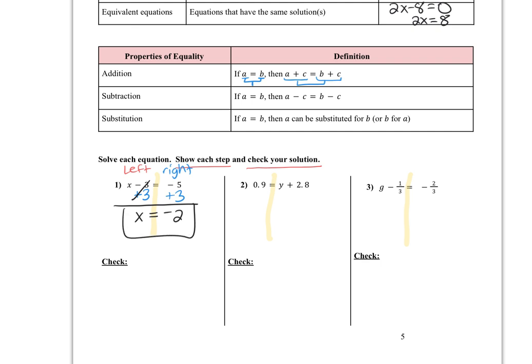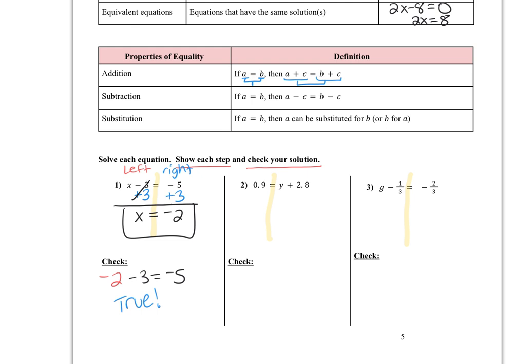So now, to check, all we have to do is replace that x with -2. That's our substitution rule we talked about. If x is equal to -2, that means that I can replace any of my x's with this number because it is essentially the same. So -2 minus 3 equals -5. And all I have to do really with the check is, hey, is this a true statement? Does this actually equal -5? In this case, it does.